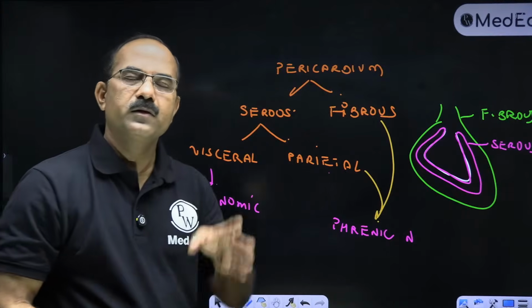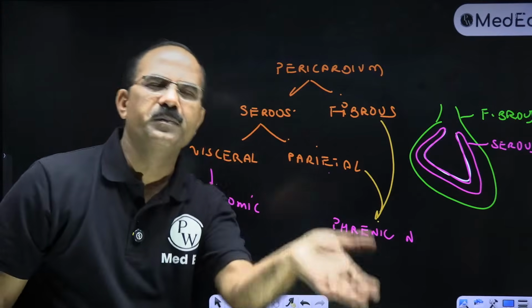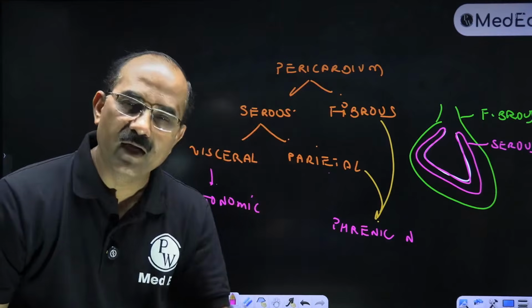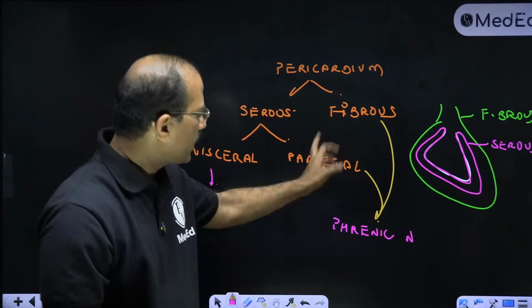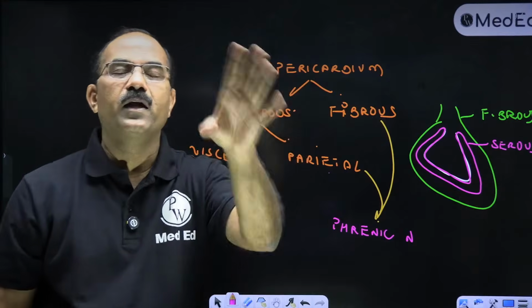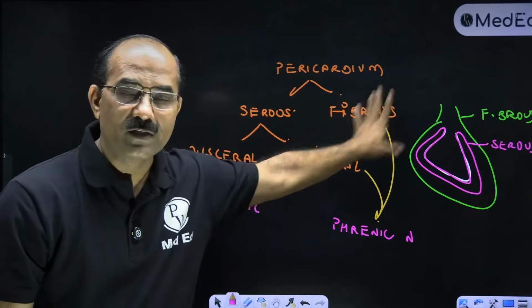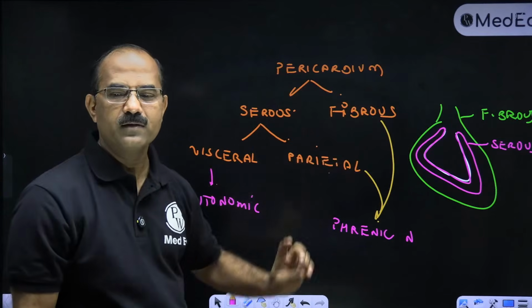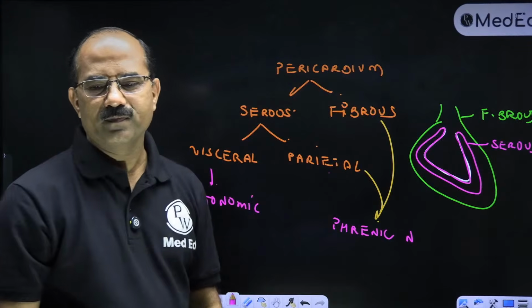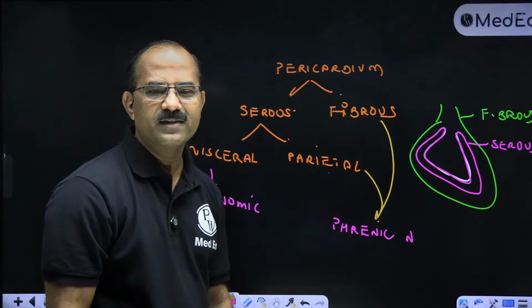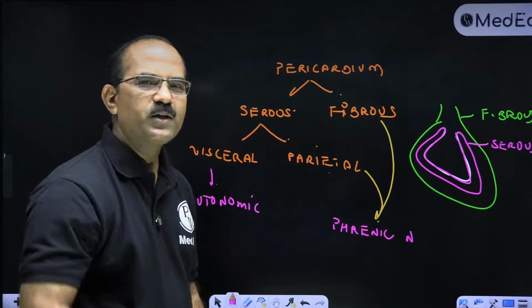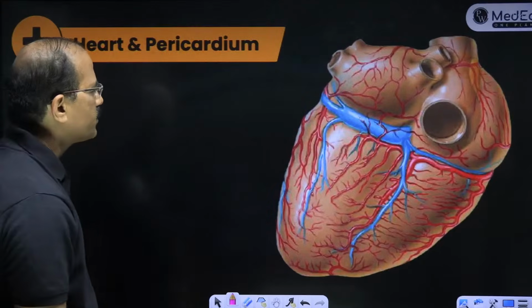The nerve supply of the heart is the same as the nerve supply of the visceral pericardium. And the parietal pericardium and the fibrous pericardium are supplied by the phrenic nerve. This comes in MCQs, children. So just remember this. Yes, fine. Okay, now we'll start with the blood supply of the heart.